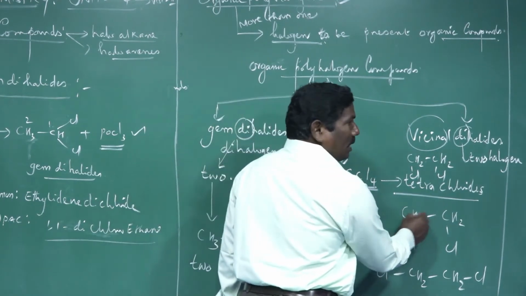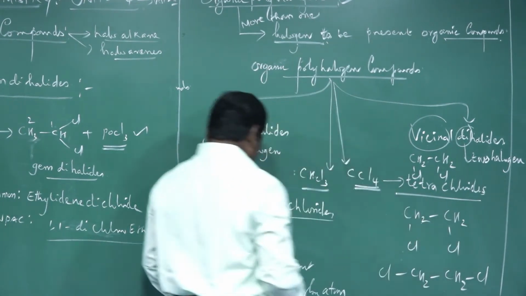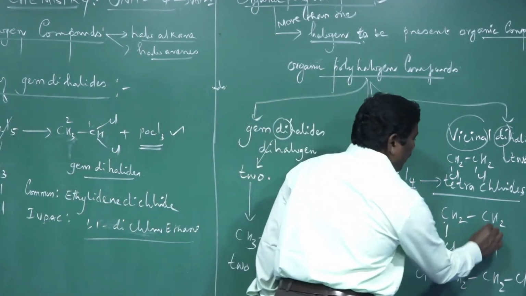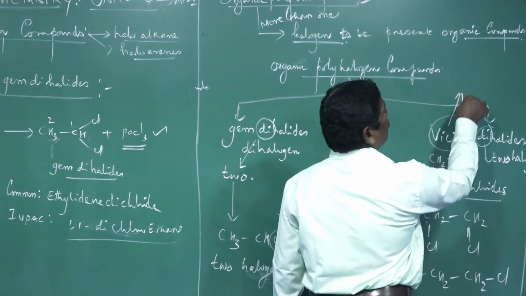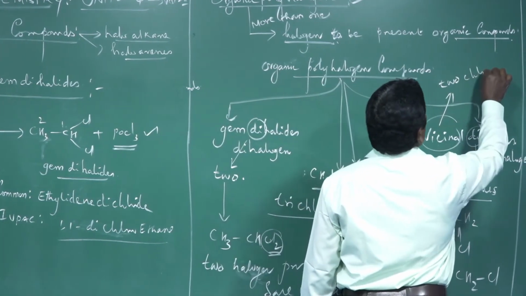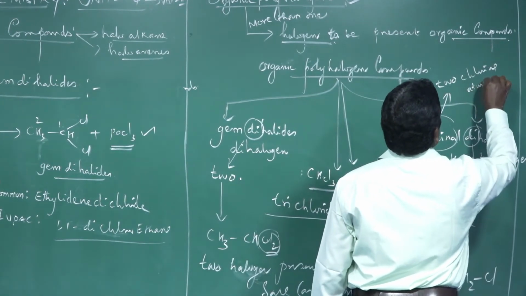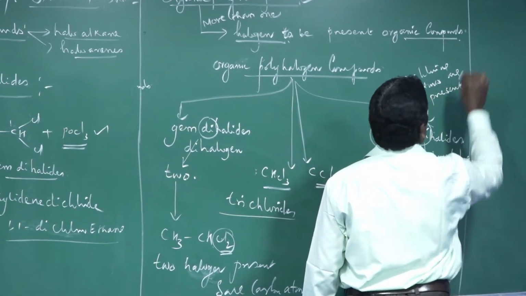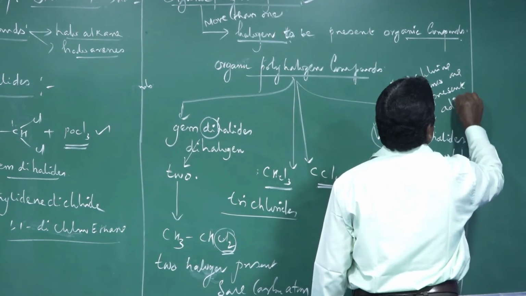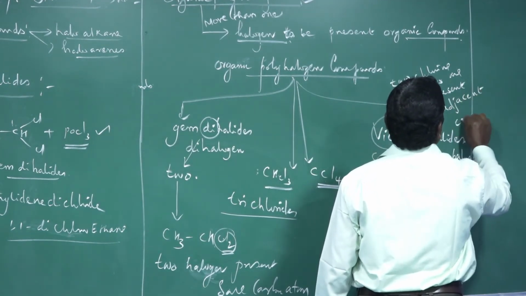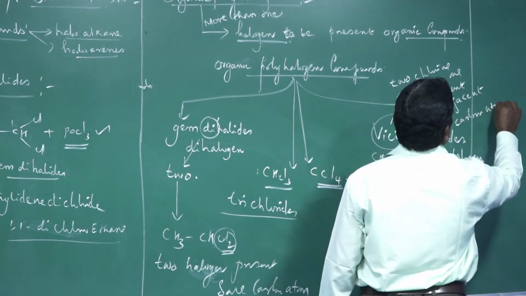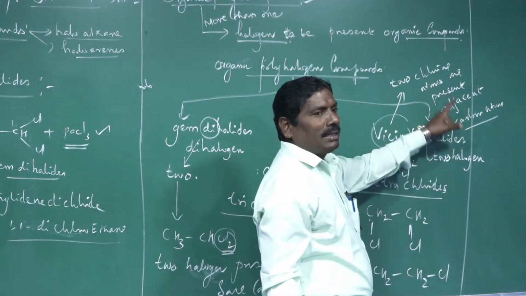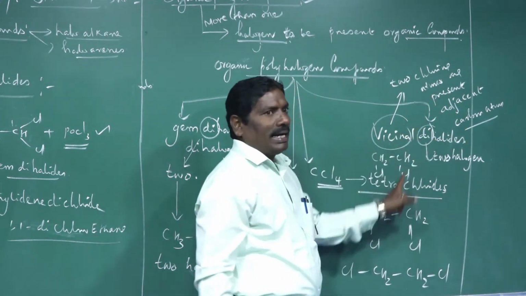Now you come to know there are two chlorine atoms present here also. In vicinal dihalides, two chlorine atoms are present in adjacent carbon atoms. Two chlorine atoms present in adjacent carbon atoms are called vicinal dihalides.